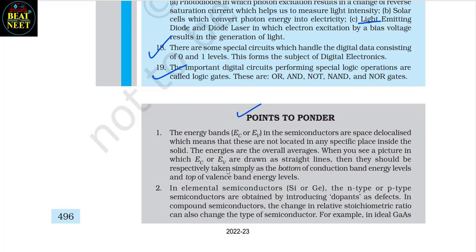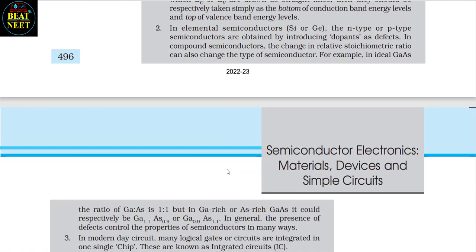The energy bands Ec or Ev in the semiconductors are space delocalized, which means that these are not located in any specific place inside the solid. The energies are the overall averages. When you see a picture in which Ec or Ev are drawn as straight lines, then they should be respectively taken simply as the bottom of the conduction band energy levels and the top of the valence band energy levels. Number 2.